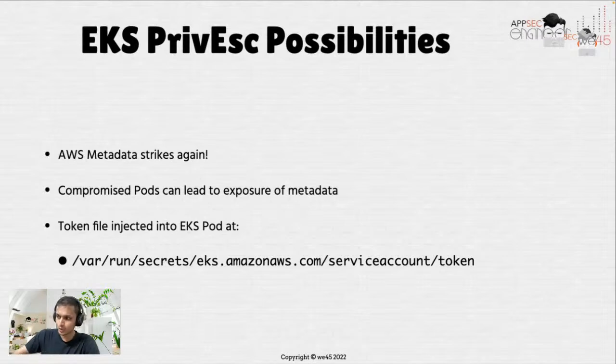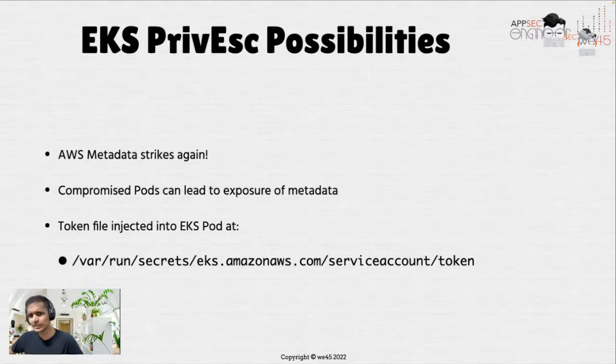Now, typically, the token file that is going to be injected into an EKS pod is going to be in the path var run secrets eks service account token. So by stealing or gaining access to this particular token, you can start compromising the entire Kubernetes cluster, try and gain access to other resources, and eventually, if it has all the permissions necessary, you can attack the entire Kubernetes cluster as well.